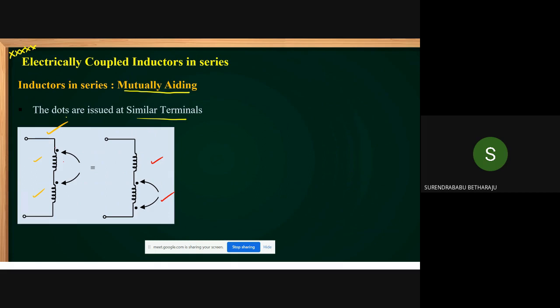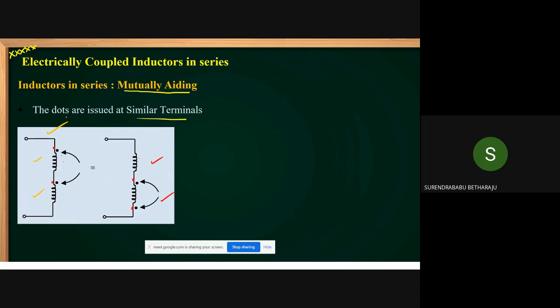Similar terminals means, for this coil, let's assume the dot is placed at the starting terminal. For this coil also, the dot is placed at the starting terminal. That is, at similar terminals. For example, take these two coils. For this coil, the dot is placed at the ending terminal, and for this coil also the dot is at the ending terminal. That's why if the dots are placed at similar terminals, then it is nothing but mutually aiding.